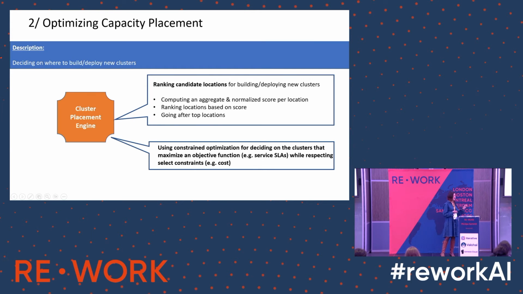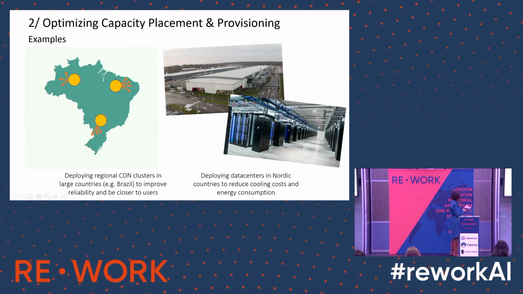And the key here is to abstract the physical level into a cluster level, because solving it for every server would make the problem very complex to solve. Having this cluster level abstraction makes the problem more practical, mathematically speaking. Some examples here are deploying regional content delivery network clusters in large countries to improve reliability and be closer to users. So this is an optimization choice. Same thing, building data centers in Nordic countries to reduce cooling costs and energy consumption.